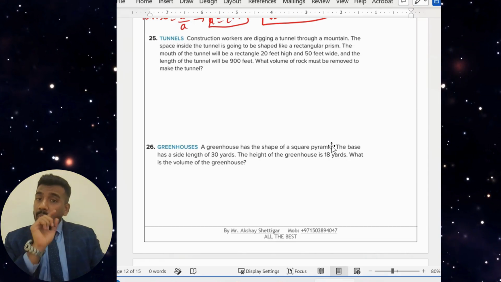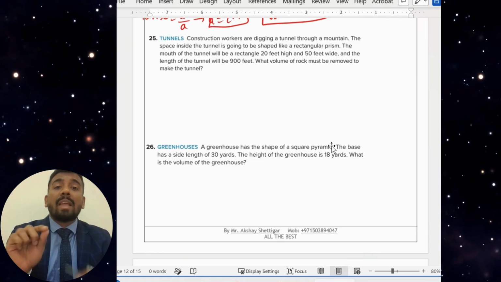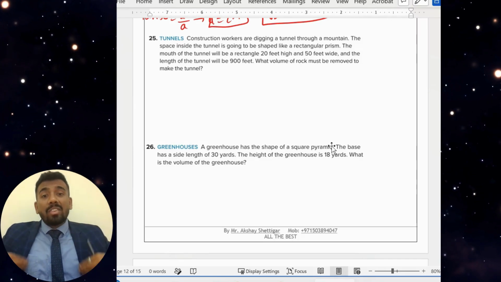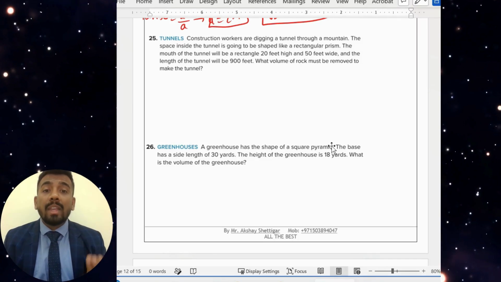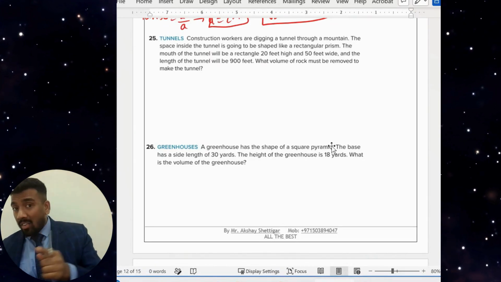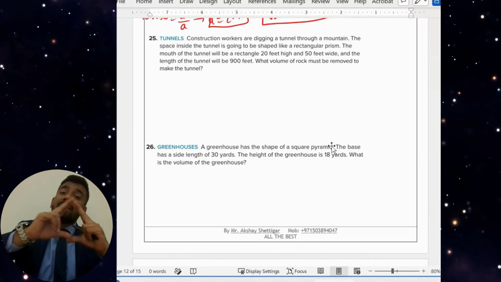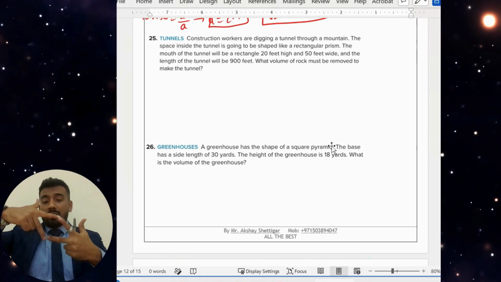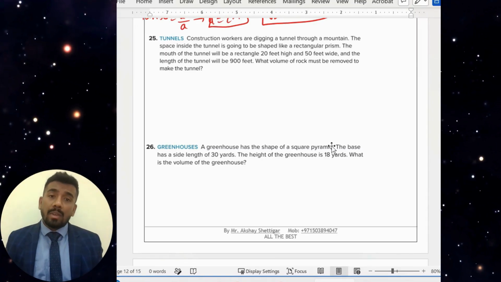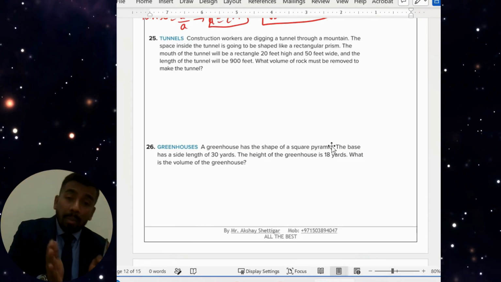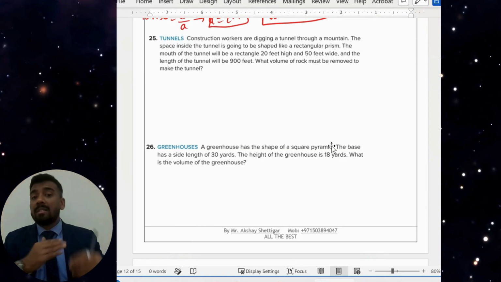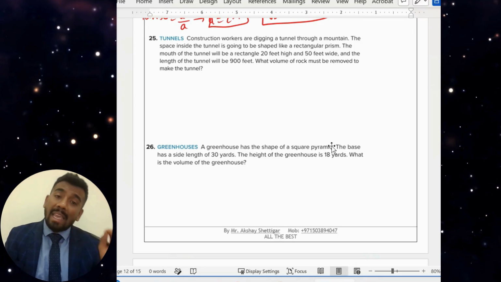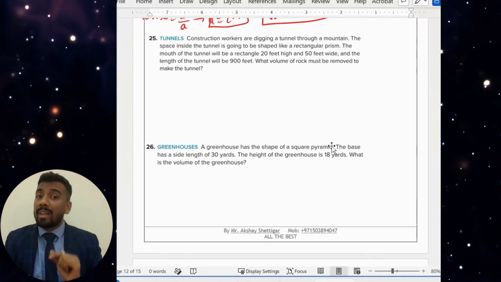Look for the keywords. When you read the question, you have to look for the keywords. Is it a prism? Is it a pyramid? And then after you know the figure, you have to see if it is a rectangular prism, a triangle prism, or a square prism, or a square pyramid or triangle pyramid. All these details will help you find the area of the base.